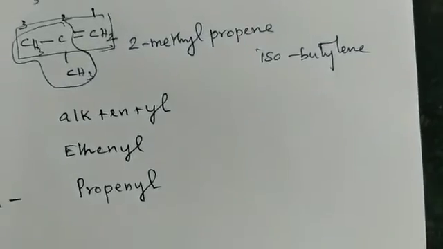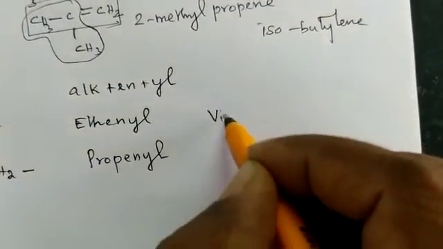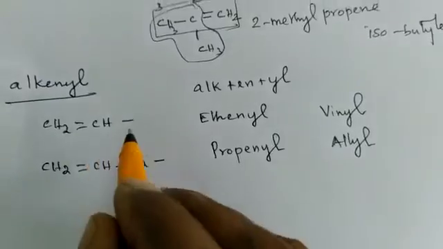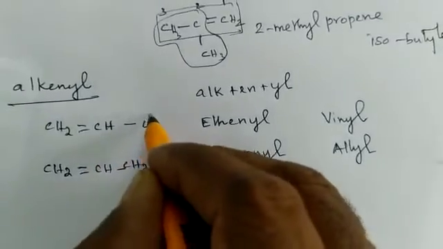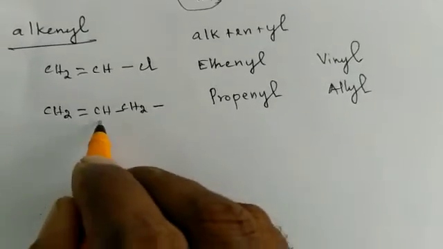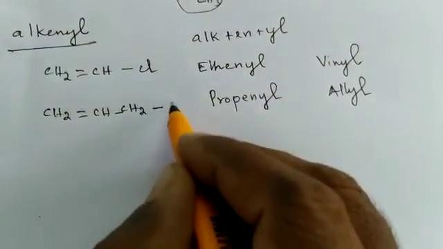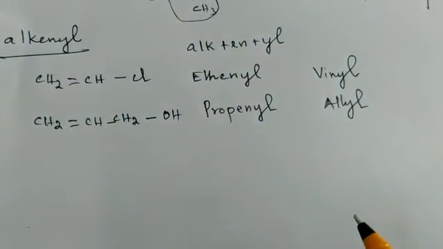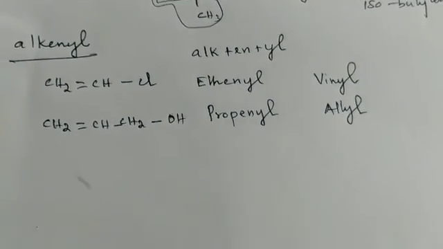When we consider the common system, this group is called vinyl group. Very, very important. And this group is called allyl group. You have to memorize it. CH2 double bond CH, single bond is vinyl. Suppose we put Cl, vinyl chloride. In a similar way, CH2 double bond, if we put I, allyl iodide. Or if we put OH, this one is called allyl alcohol. In a similar way, we can name the compounds.